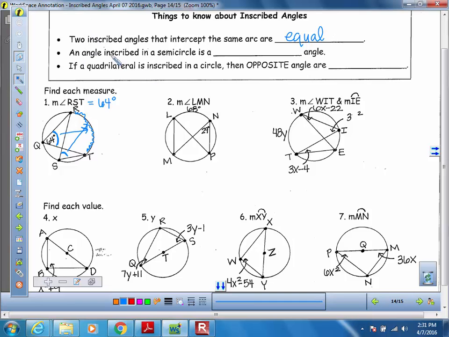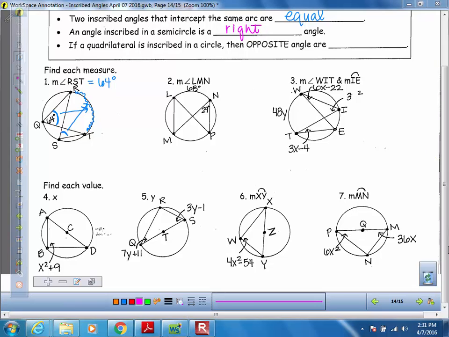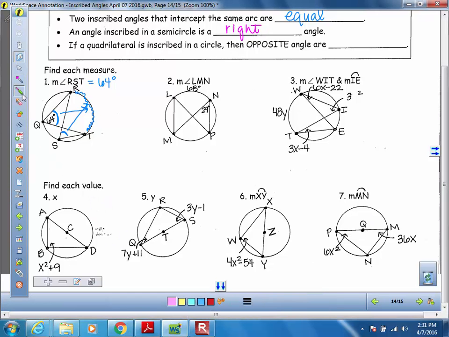Now, the second thing that I want you to know is that an angle inscribed in a semicircle is always a right angle. An example of that is number 4. Can everybody see we have this diameter here, or this piece of the triangle that cuts this into a semicircle? If this angle is inscribed in half of a circle, see how the angle ends at the half circle? Then that means it's going to have a right angle.